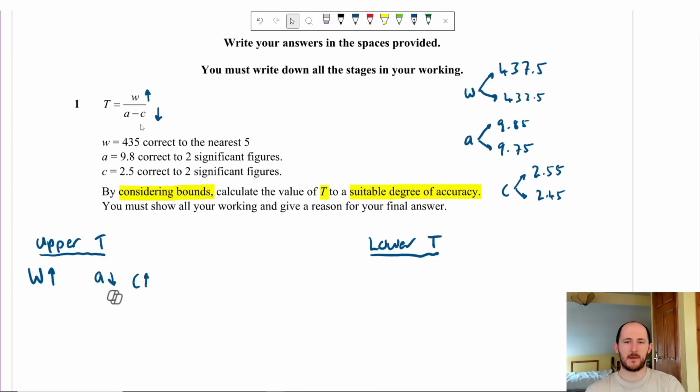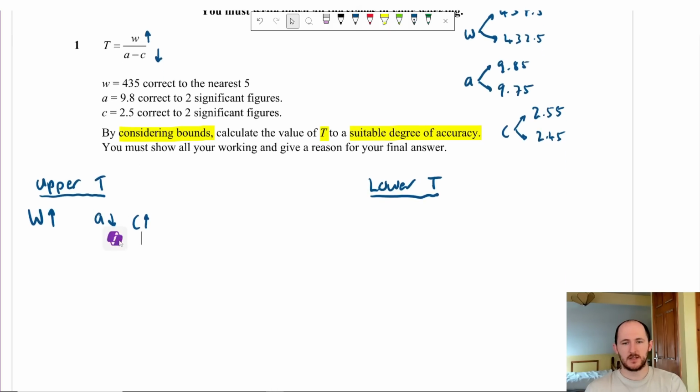Why? Well, think about it. Let's say we say a is 9. If we make c a small number, like 1, we get 9 take away 1 is 8. But if we make c a big number, like 8, 9 take away 8 is 1. So if we want to make the denominator as small as possible, we need the smallest first value, and we want to subtract the biggest thing from the second value. So that's what we're going to do.